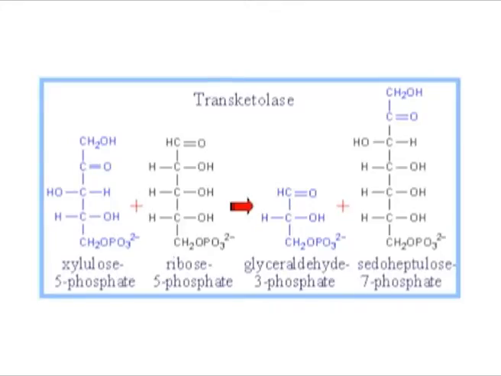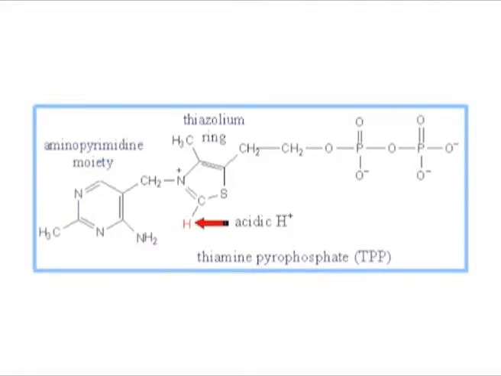and sedoheptulose 7-phosphate. Thiamine pyrophosphate binds at the active sites of enzymes. The amino group of the aminopyrimidine moiety is close to the dissociable proton and serves as a proton acceptor. This proton is promoted by a glutamate residue adjacent to the pyrimidine ring.